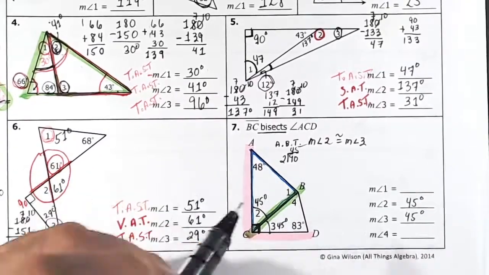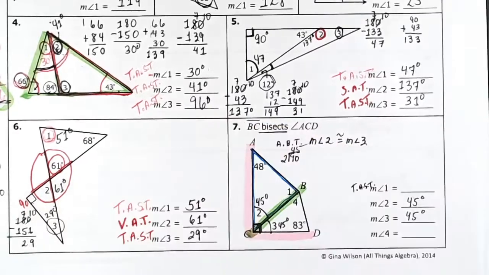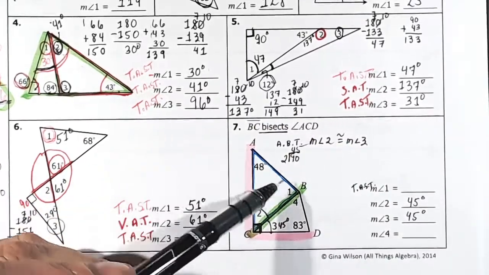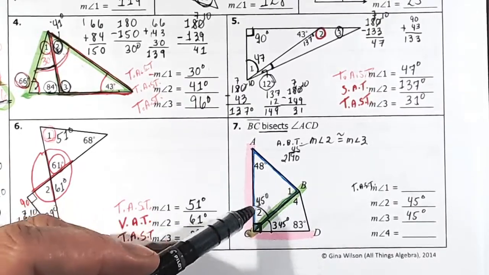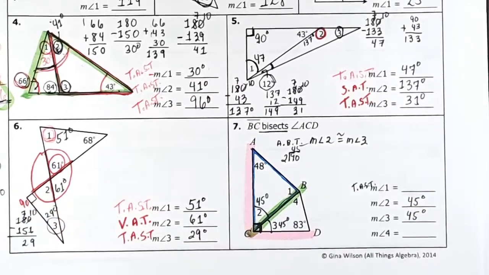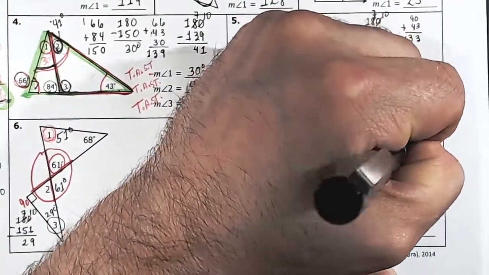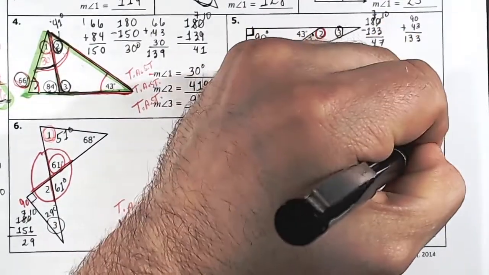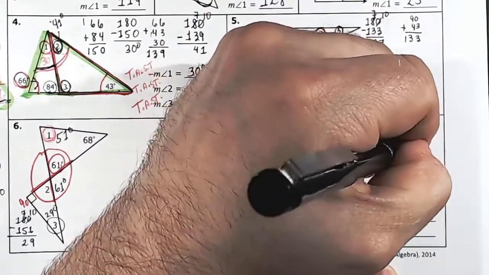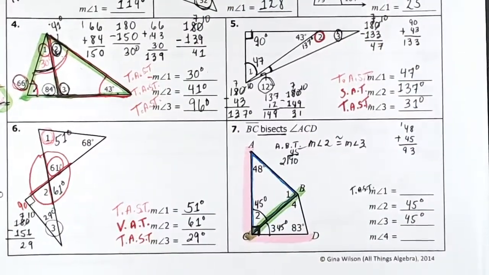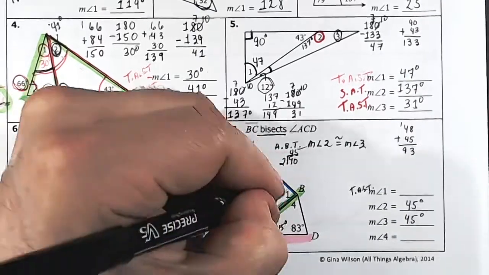The Triangle Angle Sum Theorem says that if I add up the interior angles of a triangle, they all have to add up to 180. So we know 2 of them. If we add them together and subtract from 180, we'll get angle 1. So I just have to add 48 and 45. 8 plus 5 is 13. Carry the 1. 4 plus 4 is 8, plus 1 is 9. So they add to 93. We subtract 93 from 180, and we get the measure of angle 1.